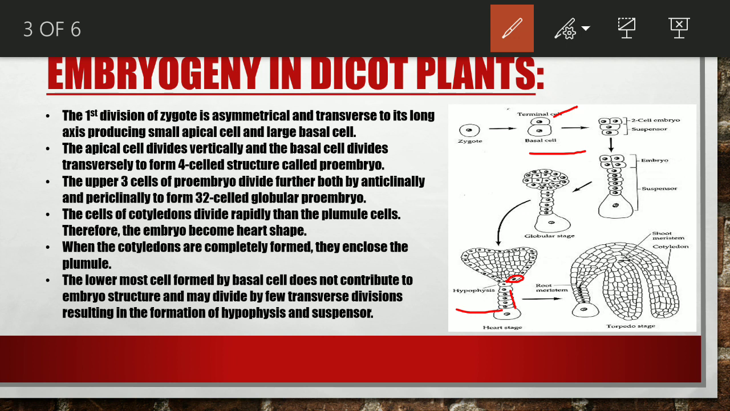Now, what is suspensor? These are an ephemeral embryonal structure and comprise a single row of 6 to 12 cells.